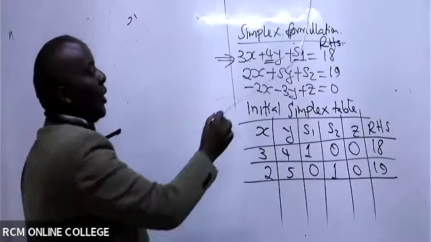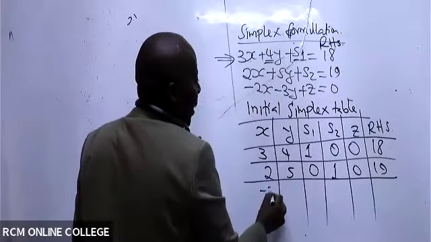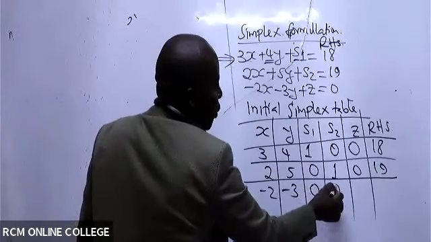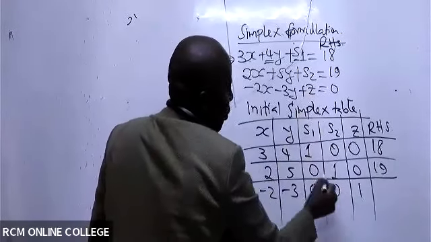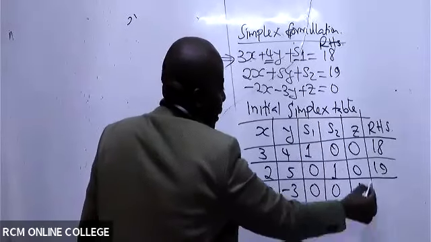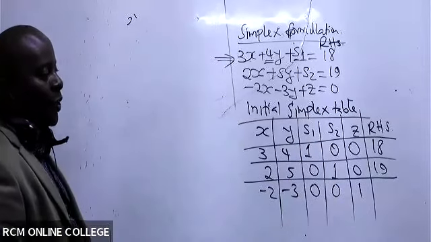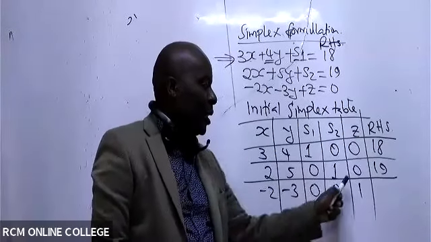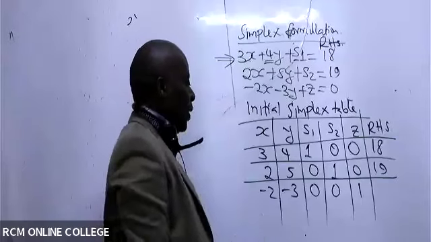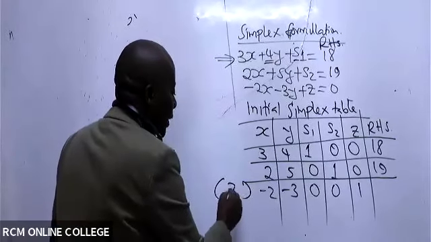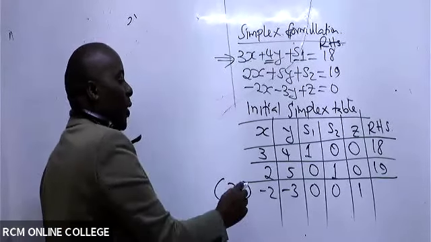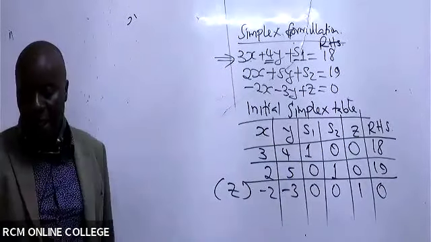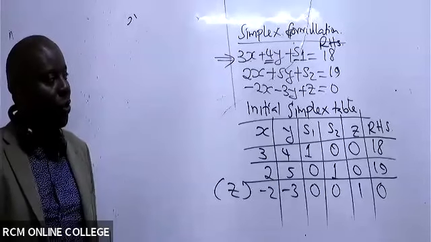Then we come here, ladies and gentlemen. What do we have? We have -2 for x. We have -3 for y. We don't have S1. We have Z, and Z is 1. So you can see, if you're keen enough, we have what we call an identity matrix: 1, 1, 1, and then the others are zeros. And don't forget, this we shall be calling the objective, the Z function. You can see the right-hand side is 0.